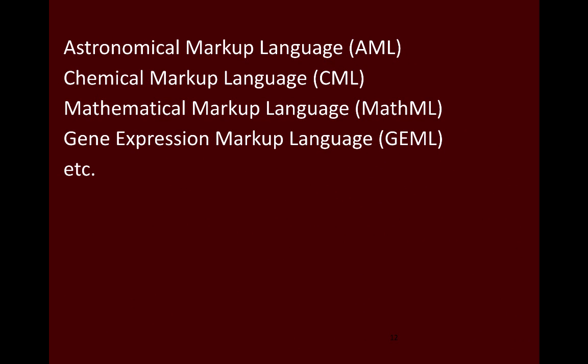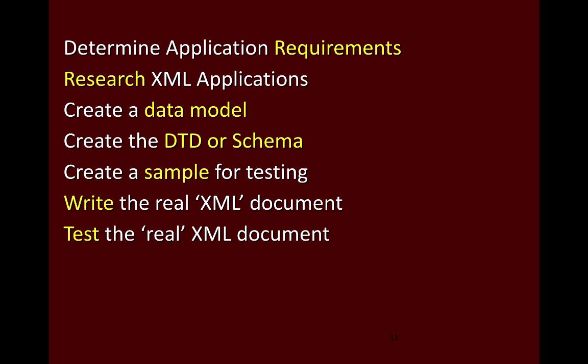So there are different types of XML languages, or markup languages, defined for domains like chemistry, astronomy, mathematics, and so on. So all these are just different sets of tags. HTML is a hypertext markup language. All these are just different sets of tags that you can use to mark up different types of data.